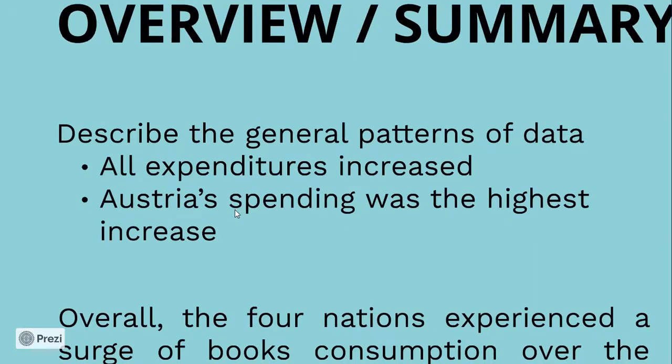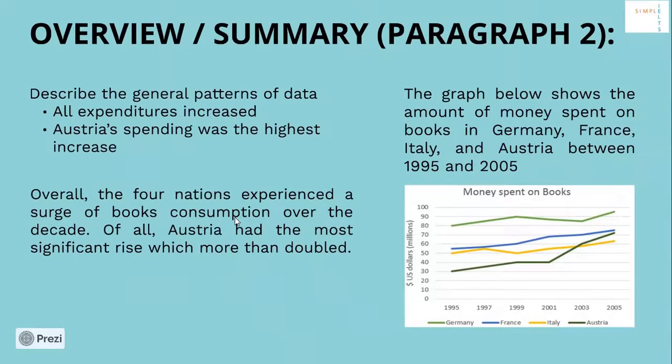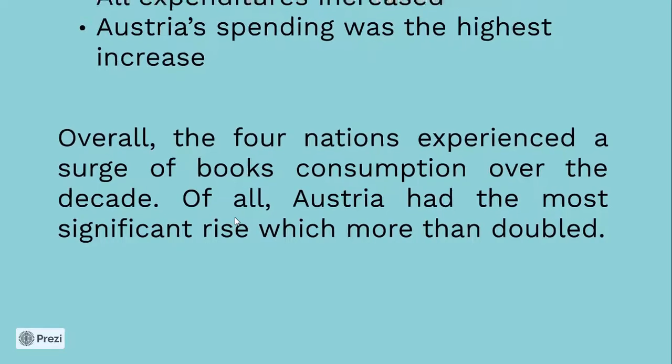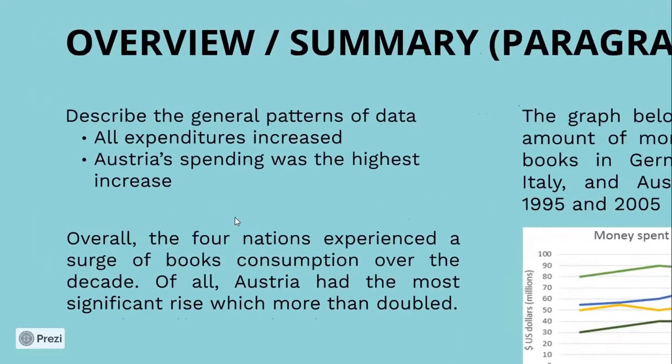Okay, the next thing that we have to know is how to write a summary. So we can write it down like this. Overall, the four nations experienced a surge of book consumption over the decade. Of all, Austria had the most significant rise, which more than doubled. Okay, remember, Austria's spending more than doubled from 30 million US dollars to more than 70 million US dollars. Okay, so that's how we write a summary in paragraph 2.